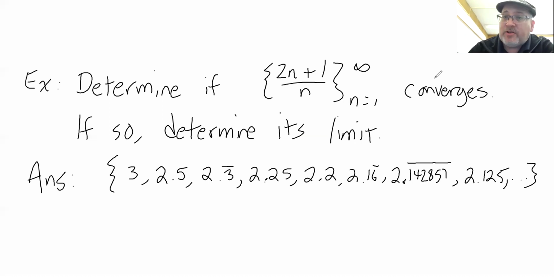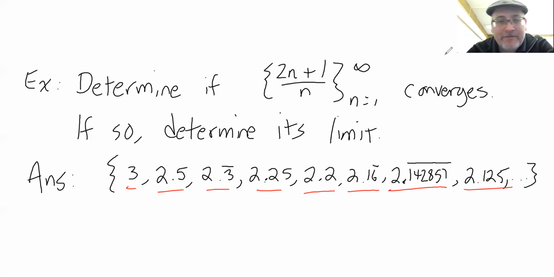So what do these numbers look like they're getting closer to? 3, 2.5, 2.3 repeating, 2.25, 2.2, 2.16 repeating, 2 point all that repeating, 2.125. These look like they're getting closer to the number 2. Now, you could argue, are they getting closer to 2.1? And if so, will they ever surpass that? Well, I can give a pretty convincing argument that it's not only going to hit 2.1 but go below.